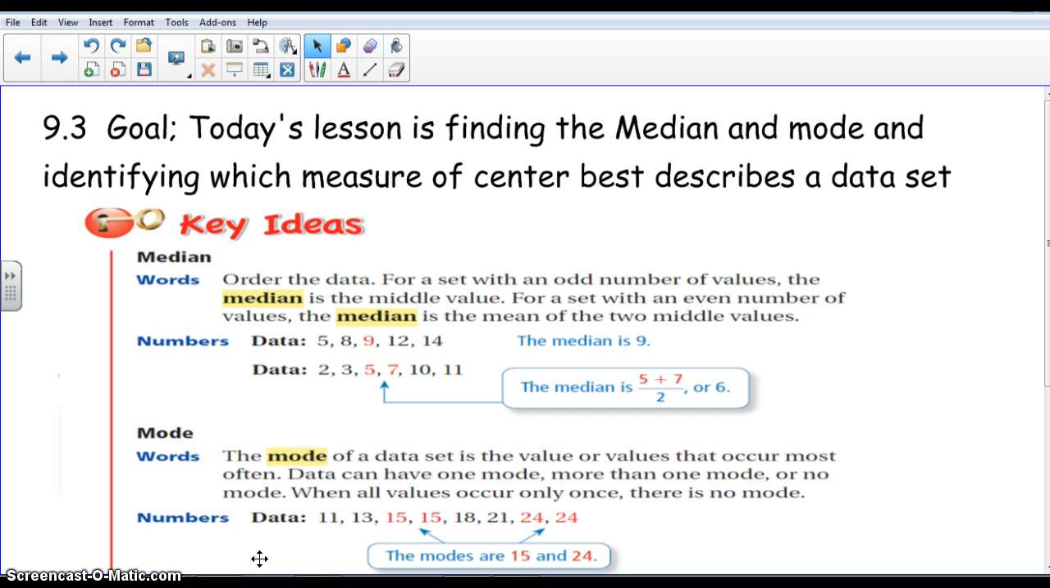Now mode. The mode of the data set is the value or values that occur most often. Data can have one mode, more than one mode, or no mode. When all values occur only once, there is no mode. So looking at this data, 15 and 24 are both modes in the data. I want you to take a minute and write the key ideas in your spiral. Come on back when you're done.